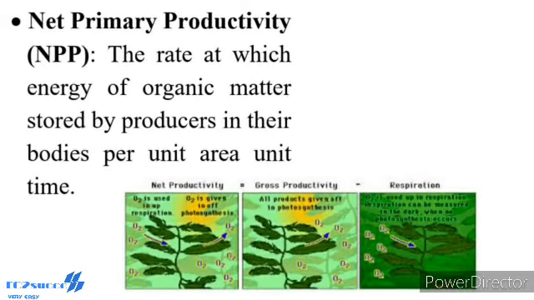Another one, net primary productivity, the rate at which energy of organic matter is stored by producers in their bodies per unit area per unit time. Gross primary productivity minus respiration losses R is the net primary productivity, that is called NPP. GPP minus R equals NPP. Net primary productivity is the available biomass for the consumption of heterotrophs, that is herbivores and decomposers. Secondary productivity is defined as the rate of formation of new organic matter by consumers.